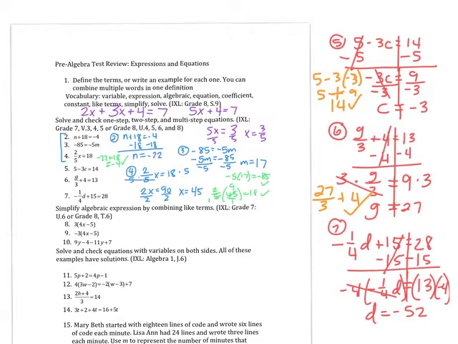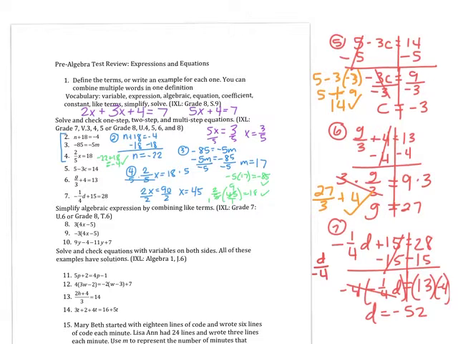The last one is negative 1/4 d. Now do not look at that and go, oh no, fractions, I don't know what to do. This right here is exactly the same thing as if I wrote d over negative 4. Those are the same thing because multiplying by negative 1/4 and dividing by negative 4 are both the same. They do the same thing. They have the same effect.